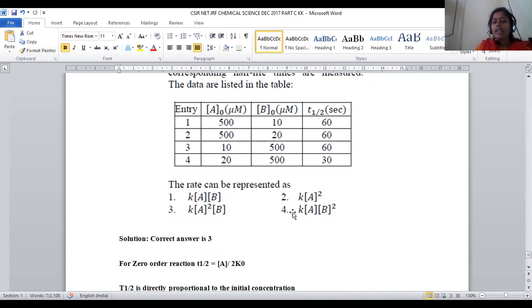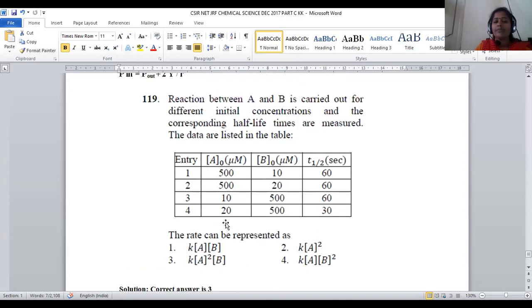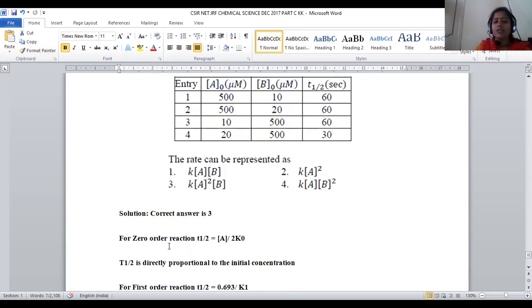Means we have to take K into A square, because with respect to A, it will be second order, right? That's why power should be taken as 2. With respect to B, it will be first order, so B power should be 1 only. So K into A to the power 2, B to the power 1. That is given in option number 3. For question number 119, option number 3 will be the answer.